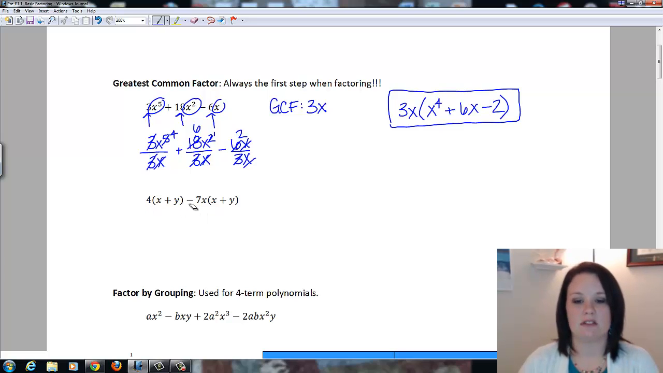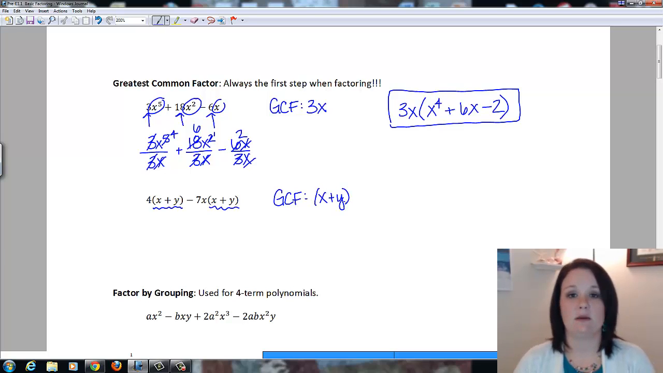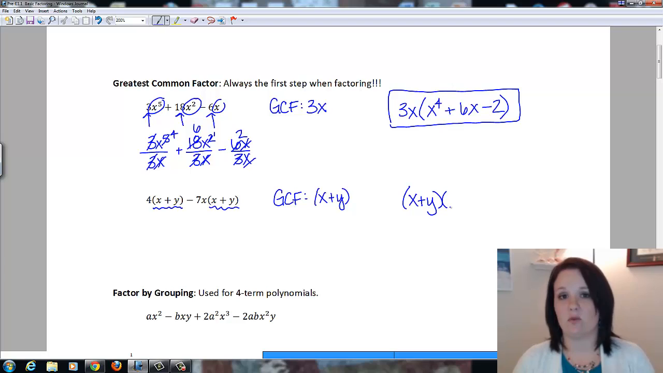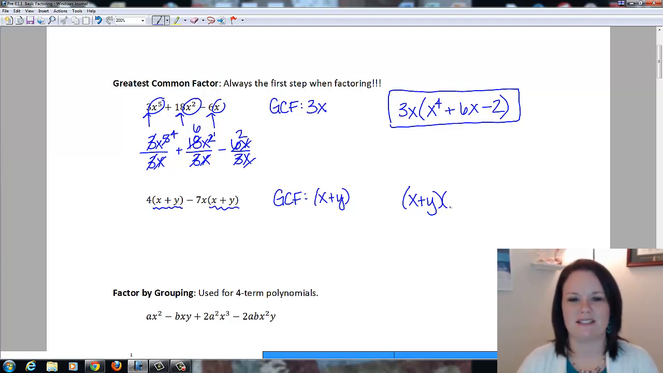But I do have this quantity in common, right? I have this quantity x plus y in both terms. So I'm going to call that my greatest common factor, the quantity x plus y. Anytime we're dealing with quantities, you have to leave those parentheses around it to signify that that's a quantity. Just like before, I'm going to write over here my quantity x plus y, and then I want to write in parentheses what's left over after I factor that off or divide it off. And I apologize, I'm a little sick, so my voice is stinky right now.